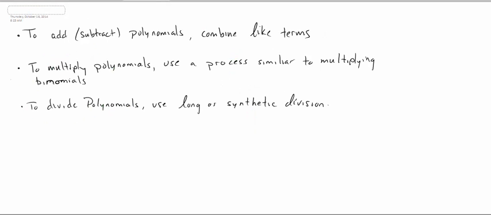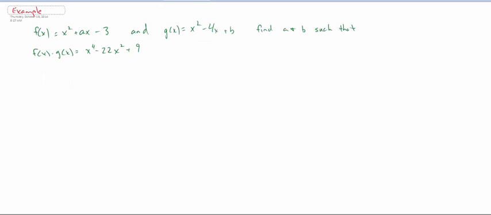So if we have polynomials and we want to add or subtract them, it's simply combining like terms. To multiply polynomials, we're using a process similar to when we multiply binomials. That's when we use FOIL. We expand them the same sort of way, except there's just more steps. To divide polynomials, we're going to use long division or something called synthetic division. We'll look at both of those in just a moment. I'm going to operate under the assumption that y'all can add and subtract polynomials.